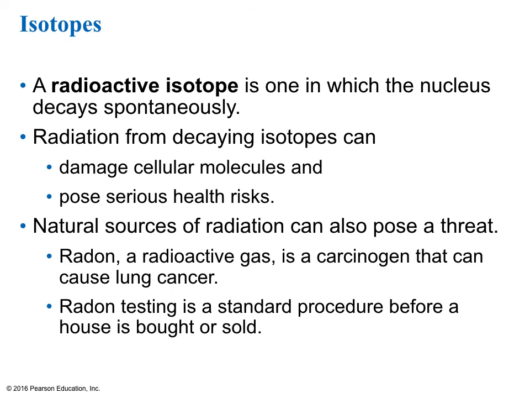Natural sources of radiation can also pose a threat, such as radon, which is a radioactive gas. It's a carcinogen that can cause lung cancer. So when you have an element like radon that is radioactive, it gives off energy and decomposes, which can be dangerous, but can also be tested for whenever you buy a home. A lot of houses and homes, especially older homes, have to be tested to make sure that they don't have any elements that are decaying, which are giving off radiation.